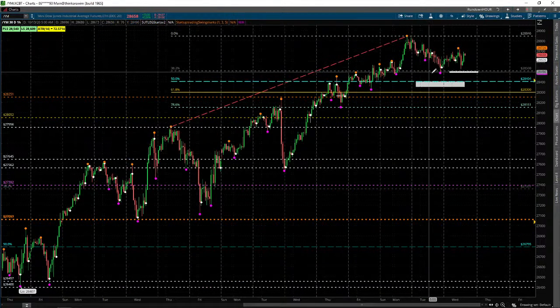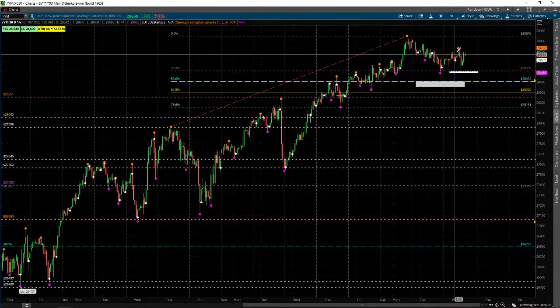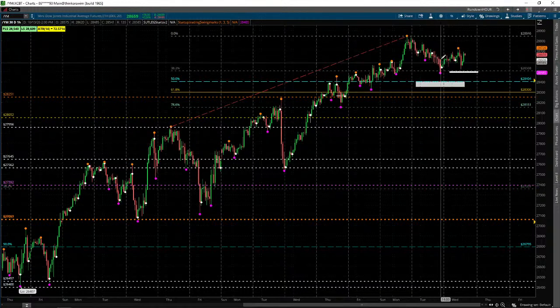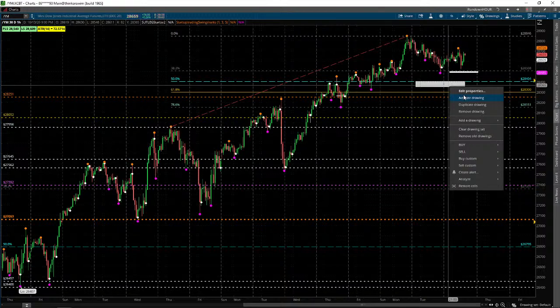Moving on to the Dow, which yesterday in the trade plan, we had the 28,508, 38% retracement support level. Perfect touch, rotated back up. Didn't quite get back down there for a second test. Once again, inside yesterday's range.